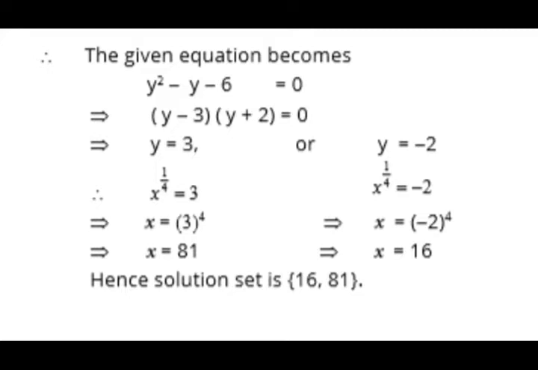At the end we replace the value of y equal to x raised to the power 1 by 4, and to remove 1 by 4 we take power of 4 on both sides, and this is the original solution, 81 and 16.